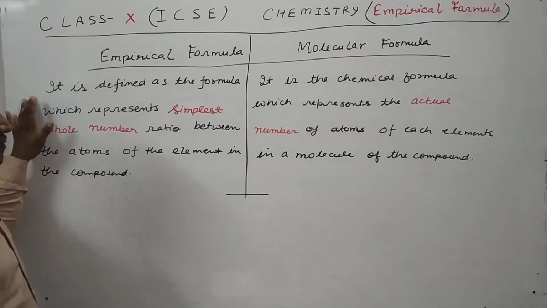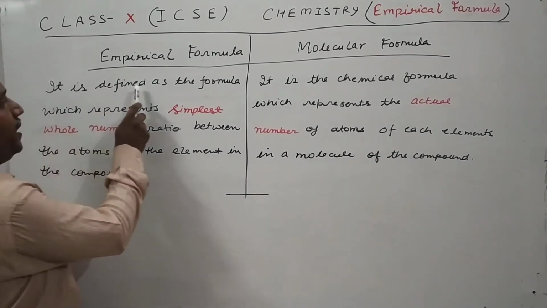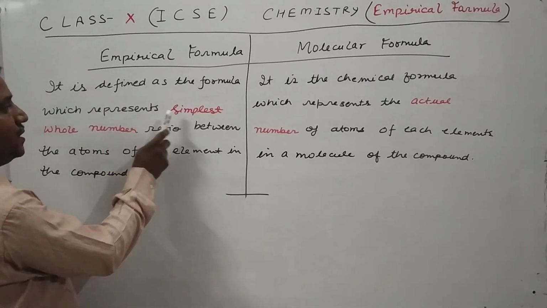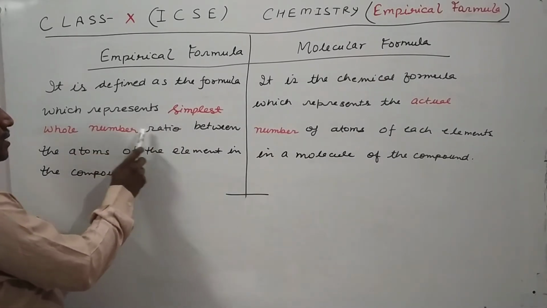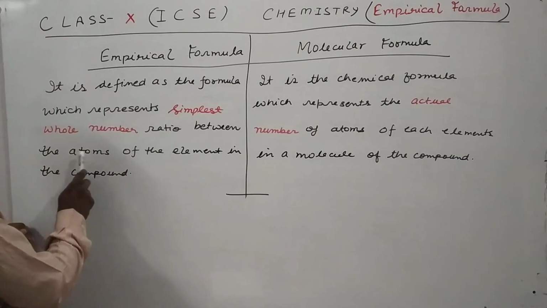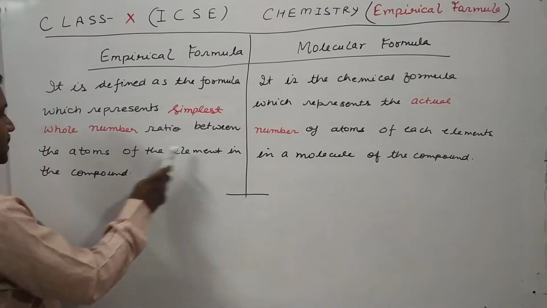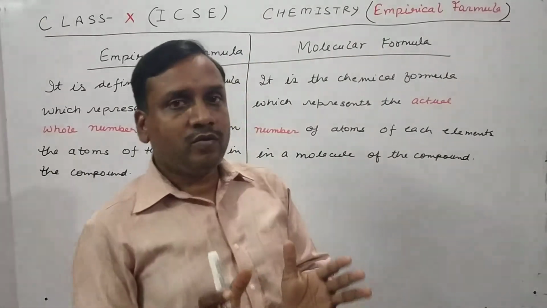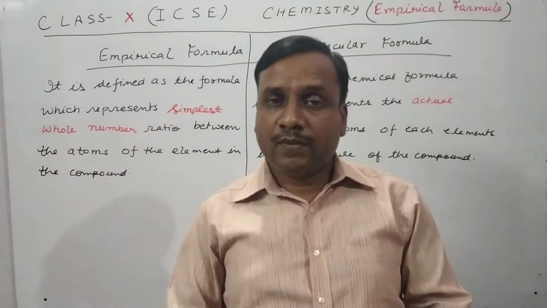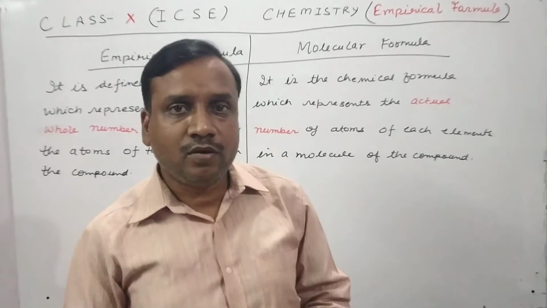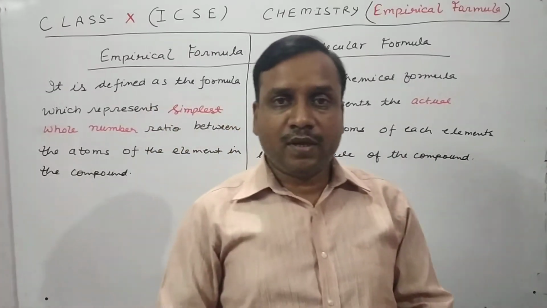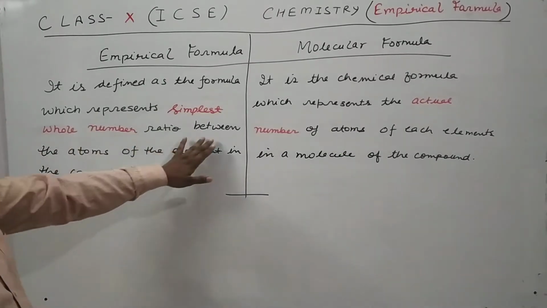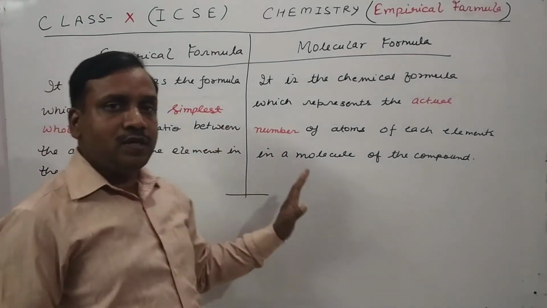What is the empirical formula? It is defined as the formula which represents the simplest whole number ratio between the atoms of the elements in the compound. If a compound is provided to you with its formula, then what is the simplest ratio of each element? In the compound, we will find the simplest whole number ratio between the atoms of each element.